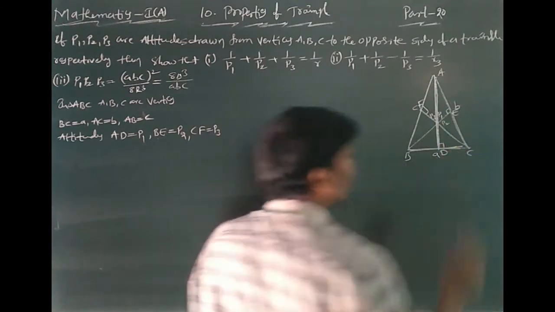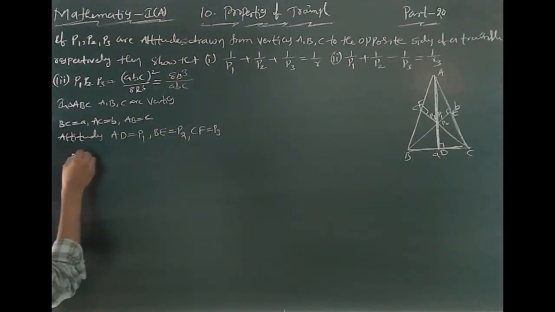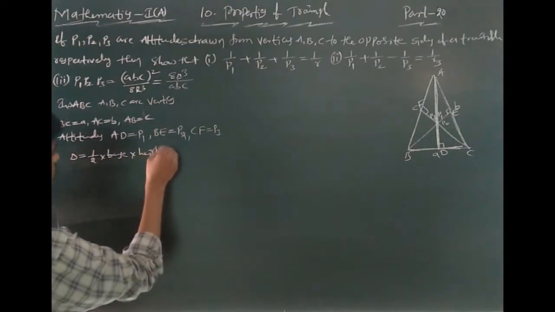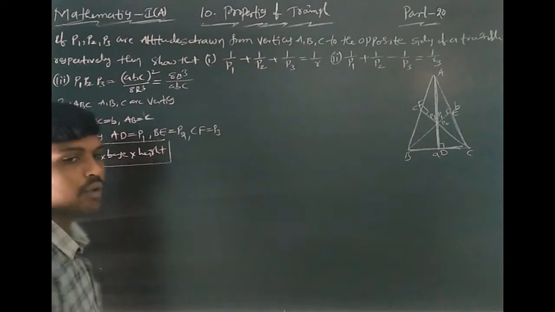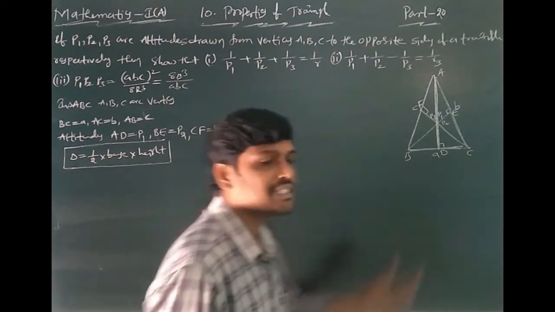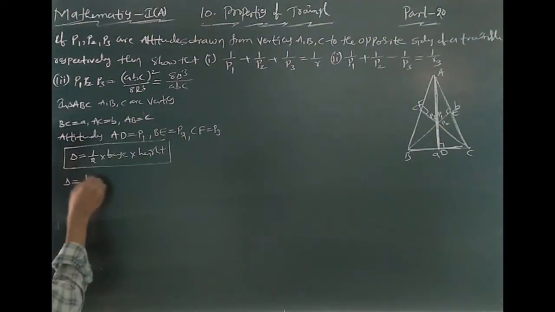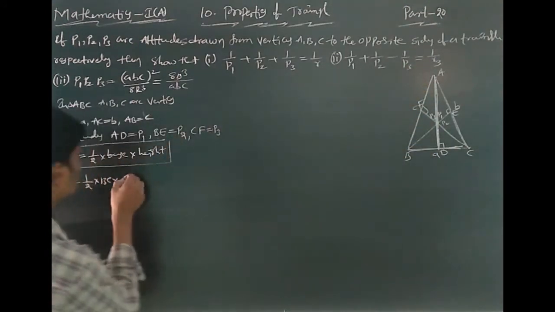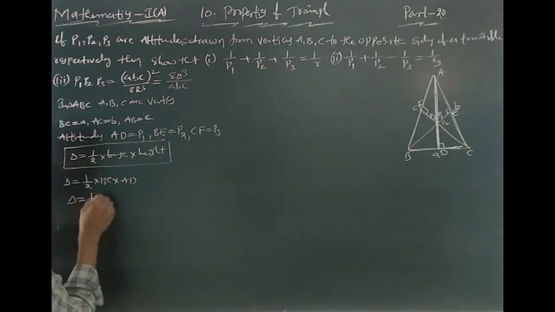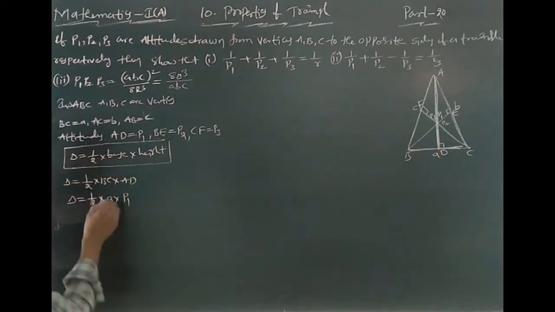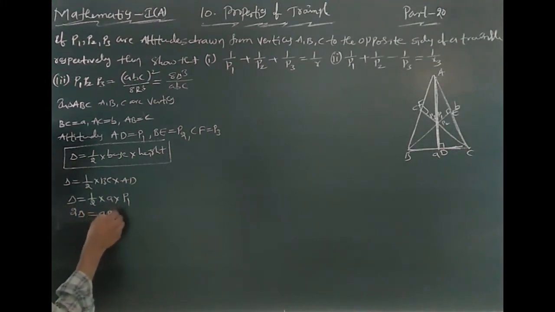What is the area of the triangle? Delta equal to half into base into height. This is the formula. In this triangle, what is the base here? You take base BC. Then what is the height? AD is the height. Now delta equal to 1/2 into BC, which is small a, into AD, which is P1. Here we can write 2 delta equal to aP1. Then P1 equal to 2 delta by a.